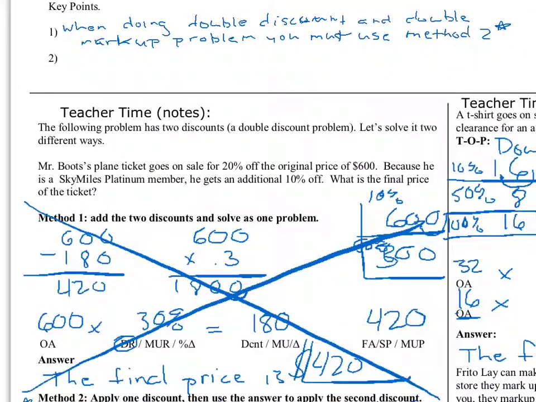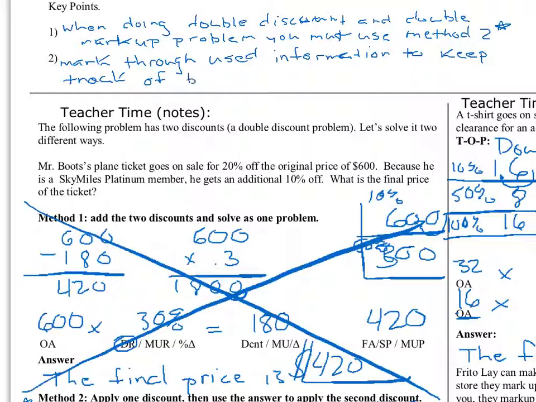The second key point is she says, to mark through used information to keep track of benchmarks, OAs, etc.